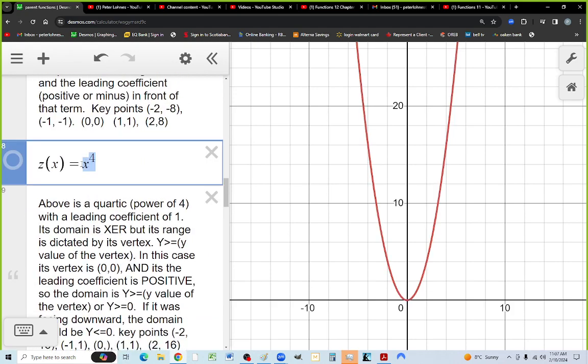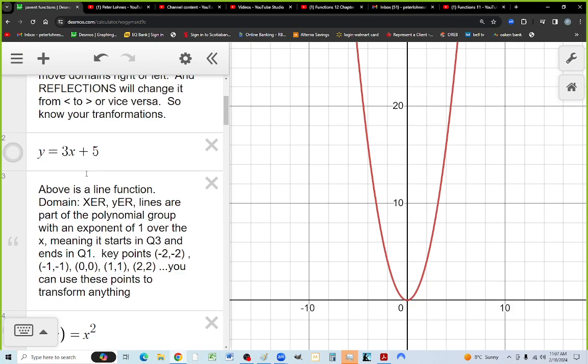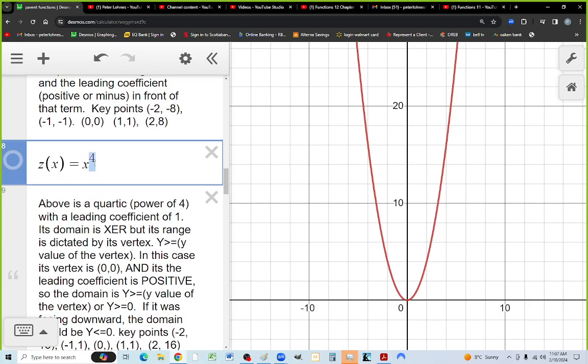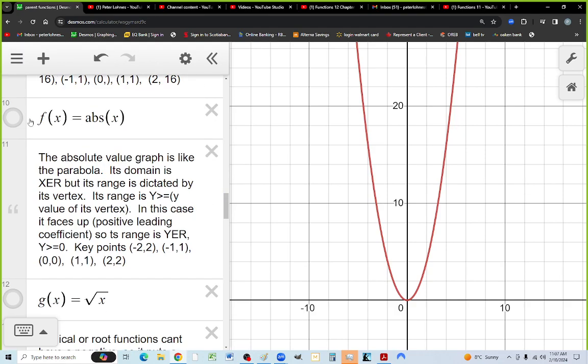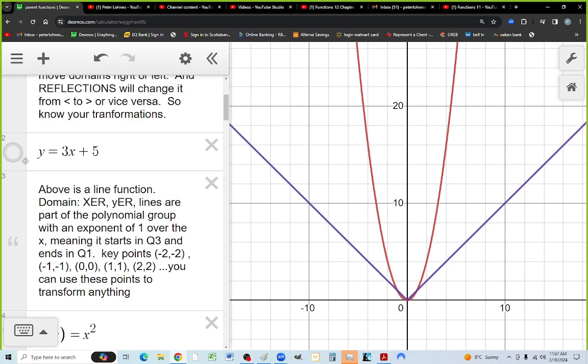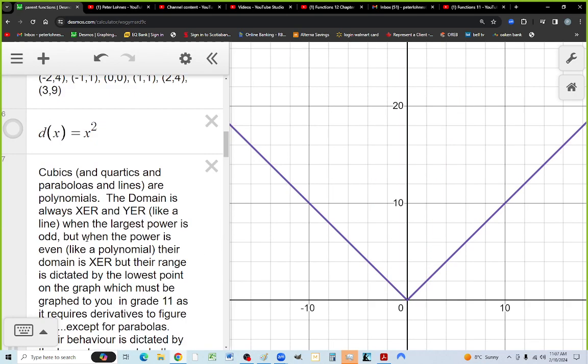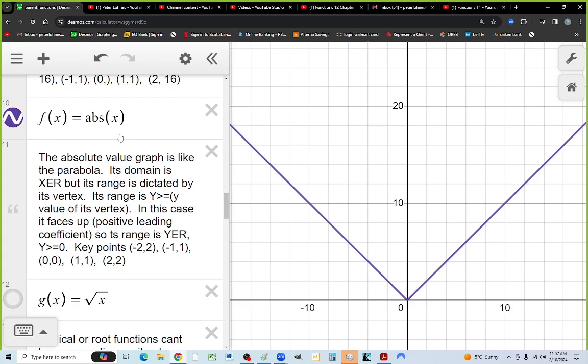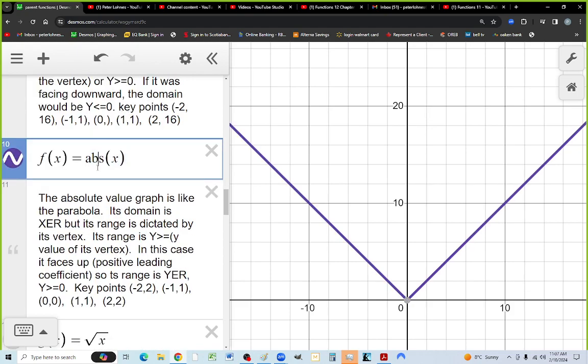We're going to skip these other ones because they don't always pass a vertical line test. They always do, sorry. And so it's an x cubed and an x to the 4 and an x to the 5. They'll always pass a vertical line test. And then there's this one. Do we know what it's called? The purple one? No. It is called an absolute value, and we'll get to it. Looks like a V. It will always pass a vertical line test.